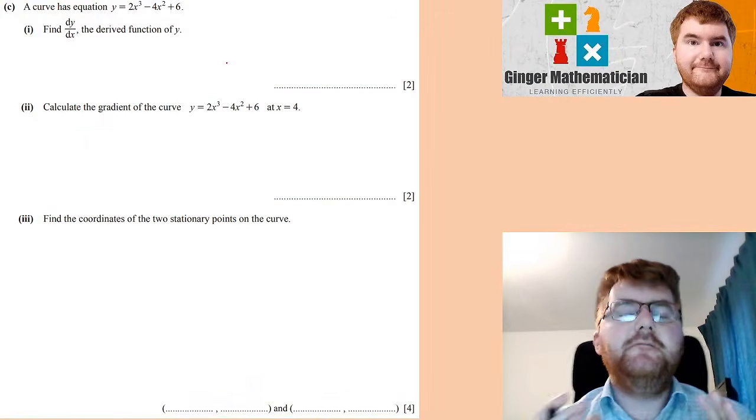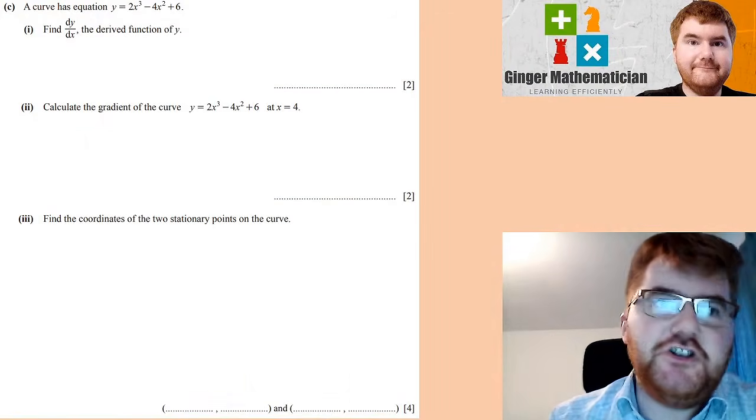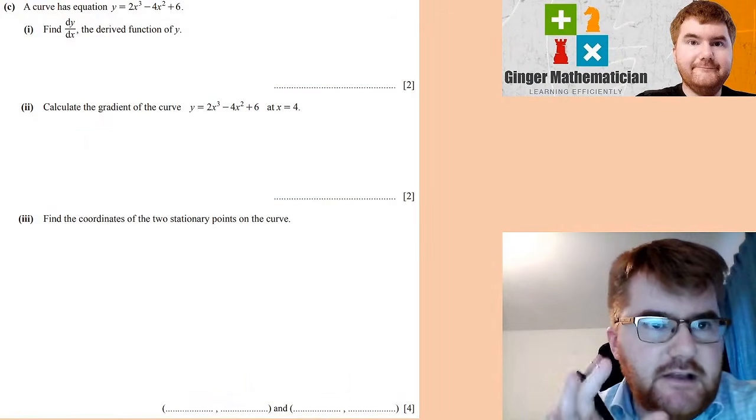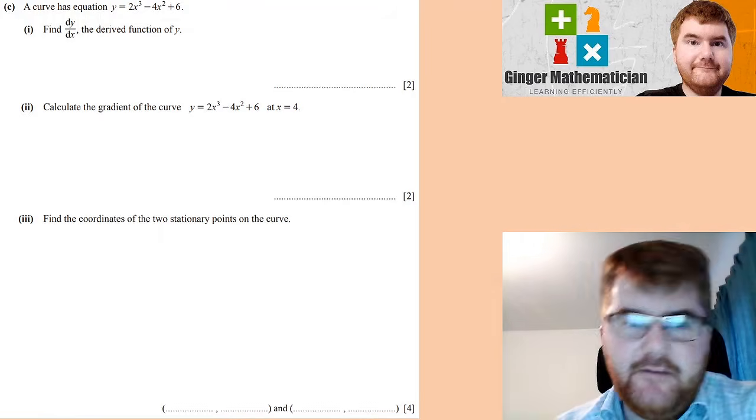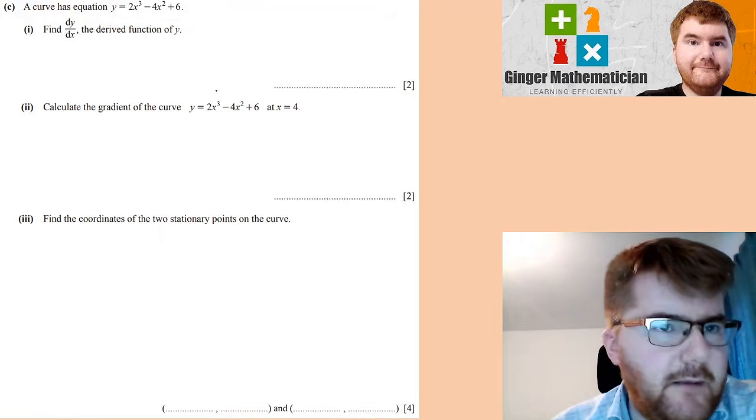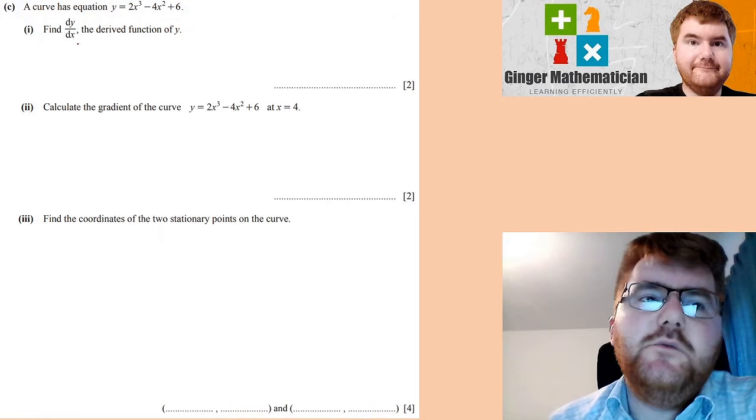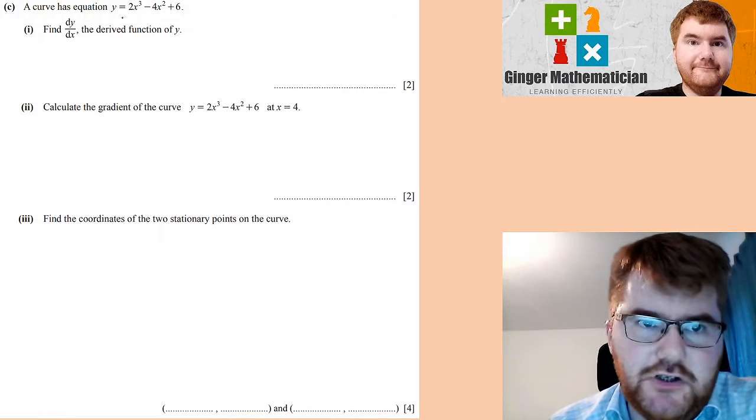Okay, and on to some very typical paper 4 questions. And so we're going to look at this one here. As you can see, it's out of 8 marks, so it's going to take a little bit more work. So first of all, we want to work out dy by dx of this function here.